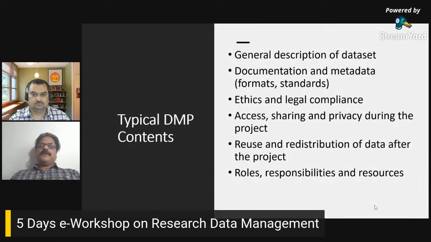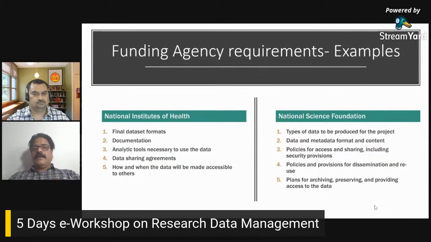So typical DMP contents, general description of the data set you need to provide, and you need to tell about the metadata. So we will see what are the metadata related to research data, and ethical and legal compliance of your data, access, sharing, and privacy during the project, and how to reuse the data, and roles, responsibilities, and resources. These are typical DMP content, and it varies organization to organization. So I have given two examples here.